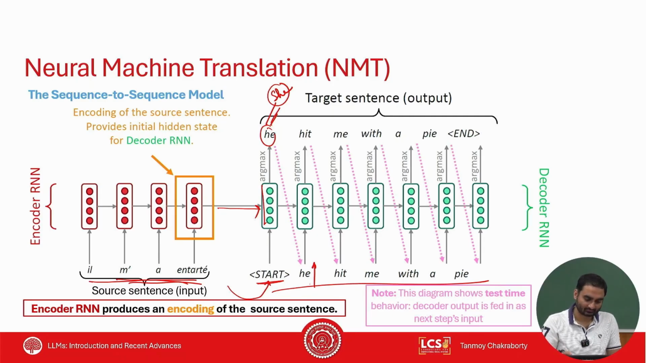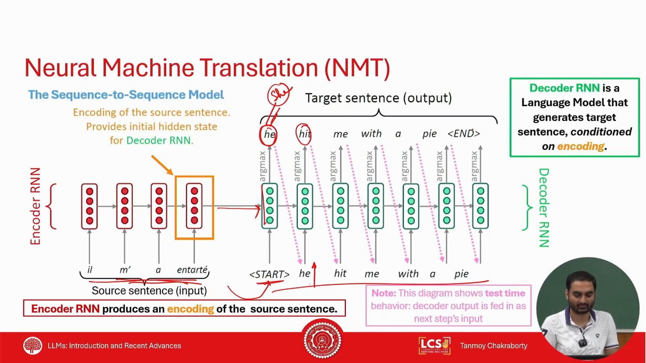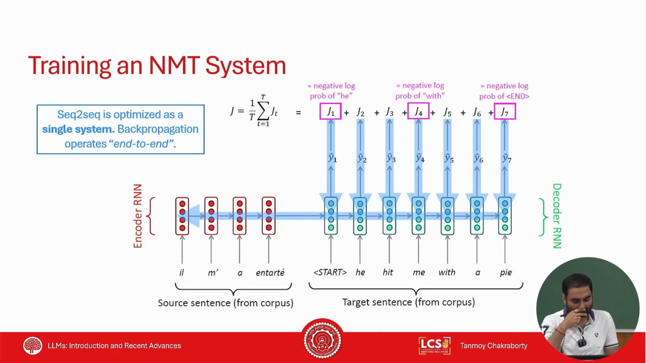Okay, so at this stage you will have some error, at this stage some error, and so on and so forth, right? Look at this. So here you have an error J1, error J2, J3, J4, J5 dot dot dot J7, right? And the total error is basically the sum of these. This is the total error, and you normalize it by the number of output tokens T.